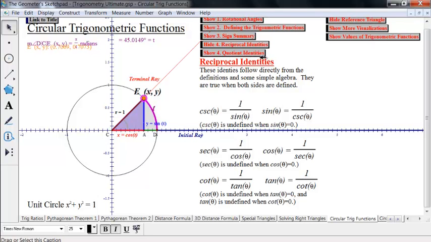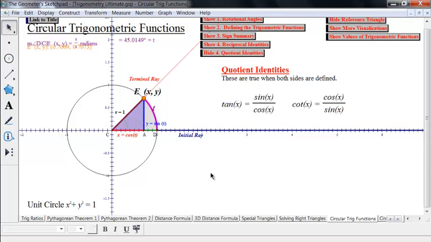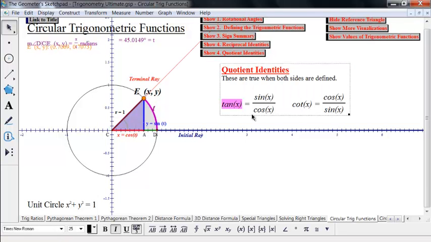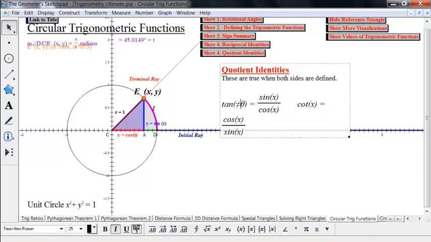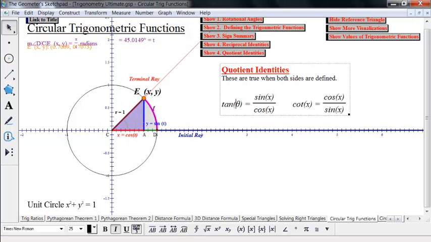So those are our reciprocal identities. We also have a couple of quotient identities. Tangent of x is sine of x over cosine x. And remember, when you're talking, well, unfortunately I used x here. Maybe I should use a different letter. We'll use theta for the angle.